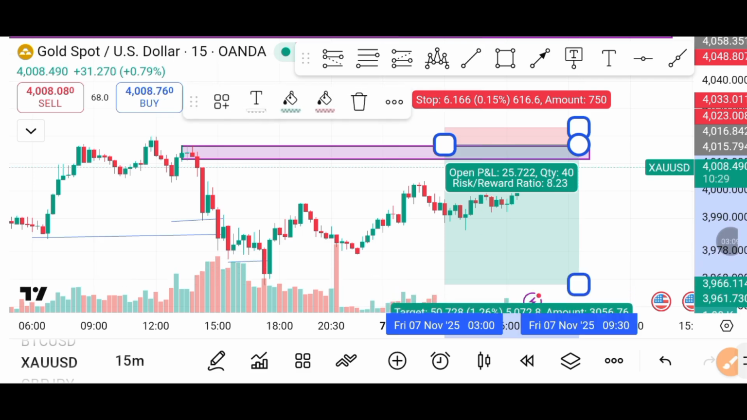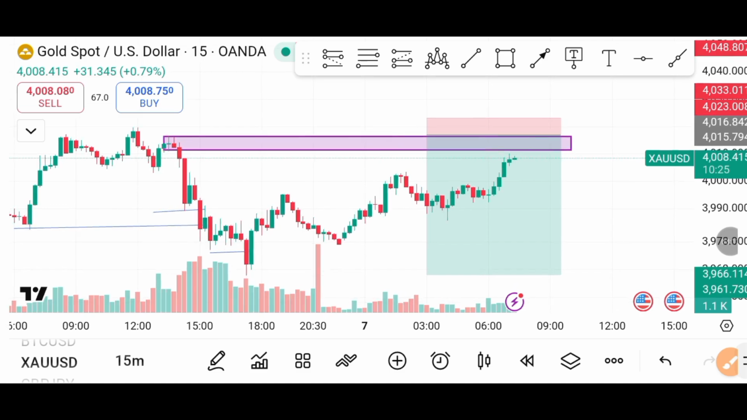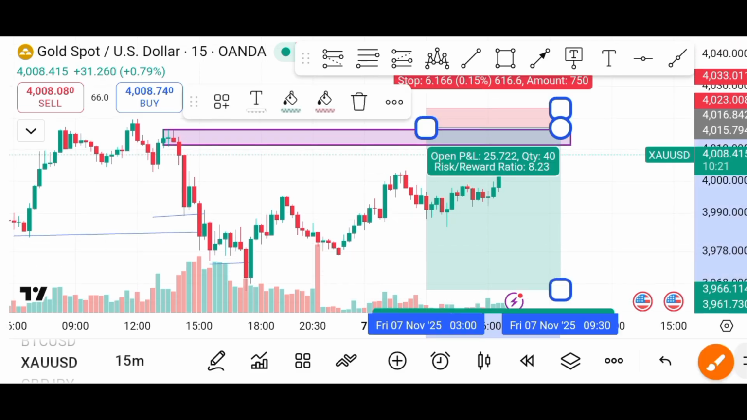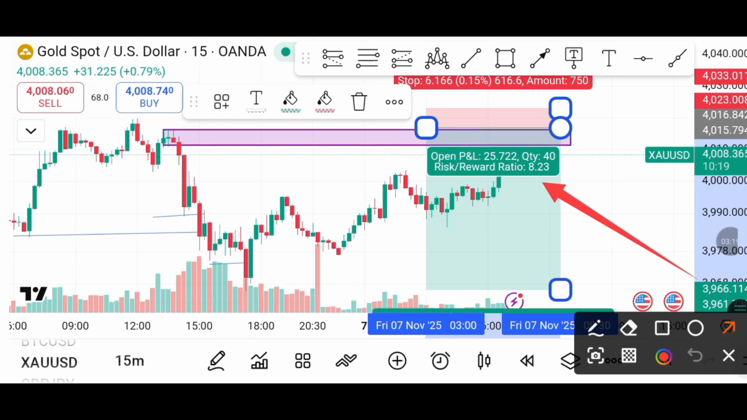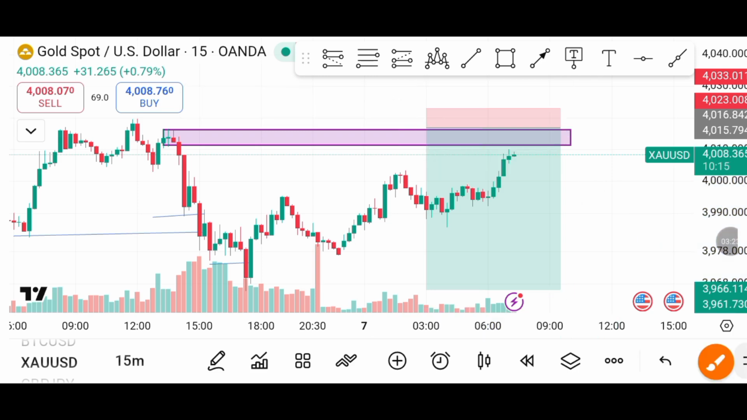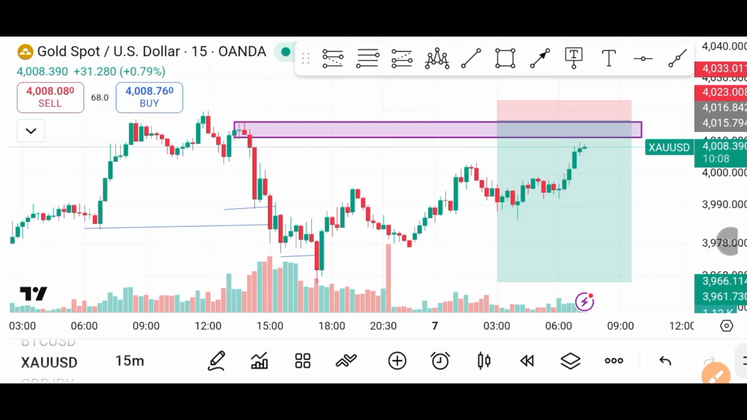So that is, bro, that is 1:8 risk to reward ratio. Look, this is it. 1:8.2 risk to reward ratio. So this is a massive one, and this is going to be a very good trade. All right, it's going to play out perfectly well from what I'm seeing on my screen.